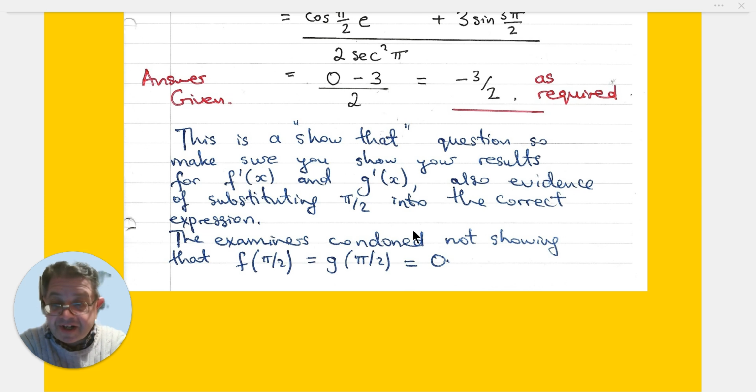So a nice accessible question. L'Hopital's rule is not examined every year. It's one of those topics that comes up every so often, so this question is worth looking at as an example of what may be asked.